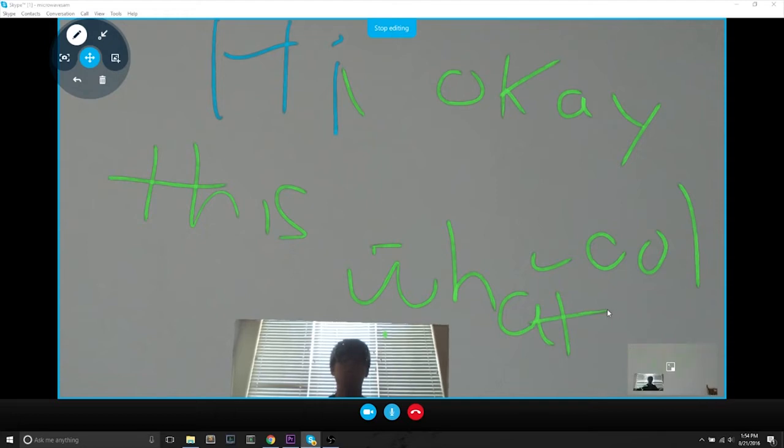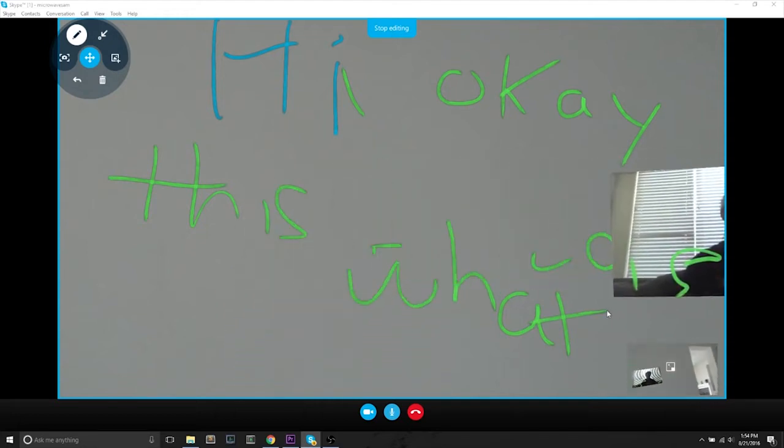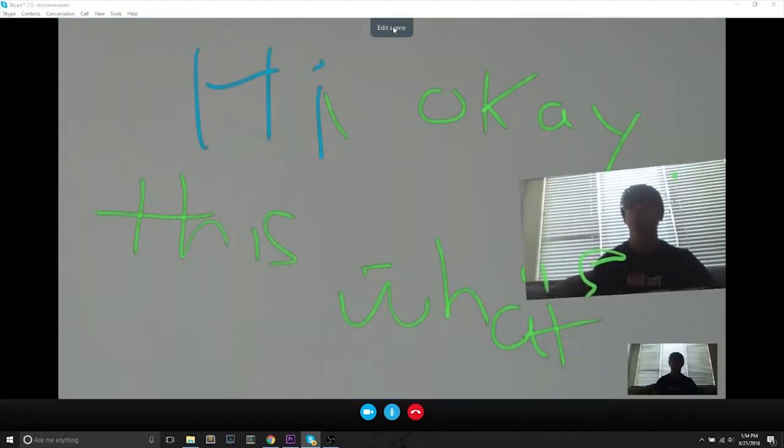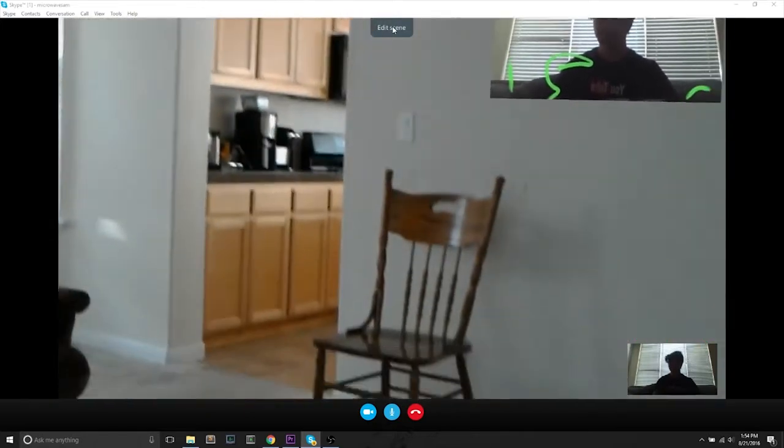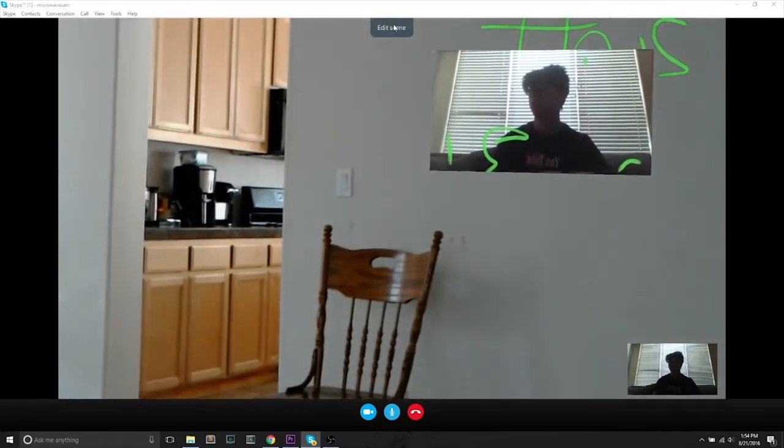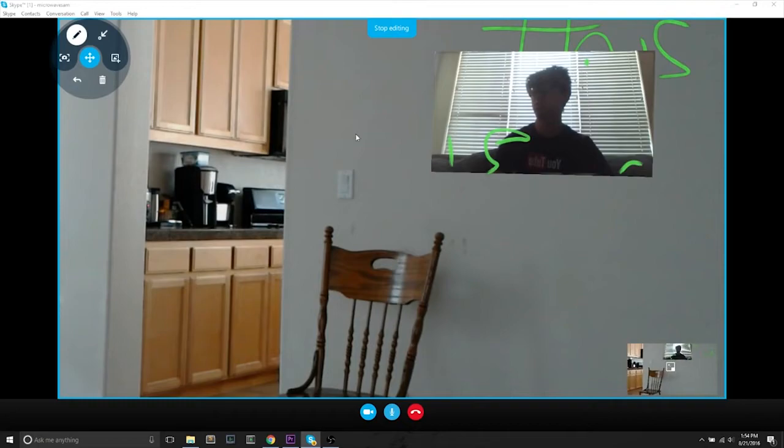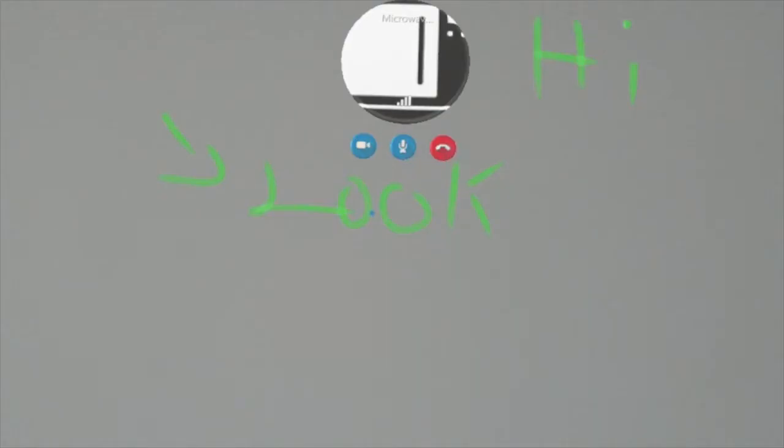Unfortunately, you cannot change those colors. A really cool thing though is that drawings remain in place, meaning that if I look at a different wall and look back at the original wall, the drawings will still be there unless deleted.